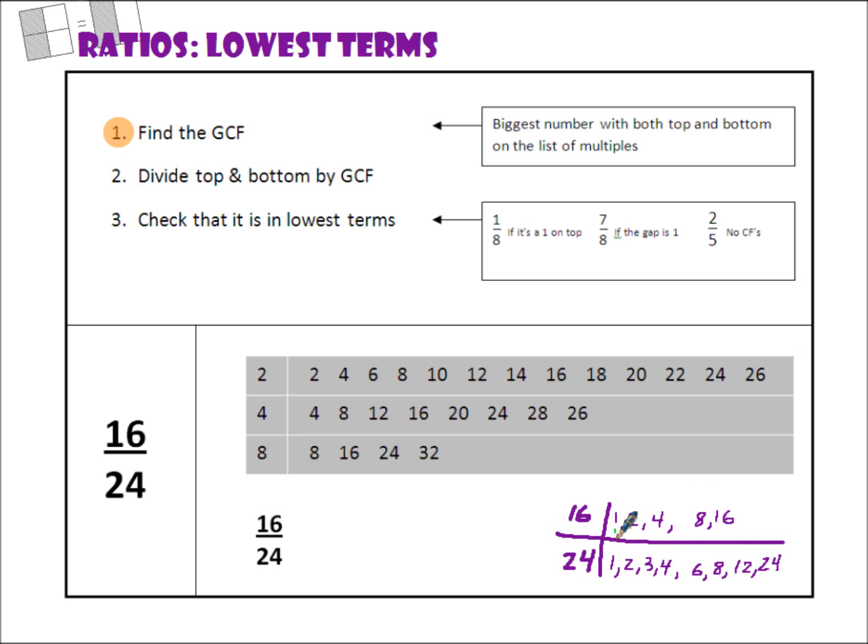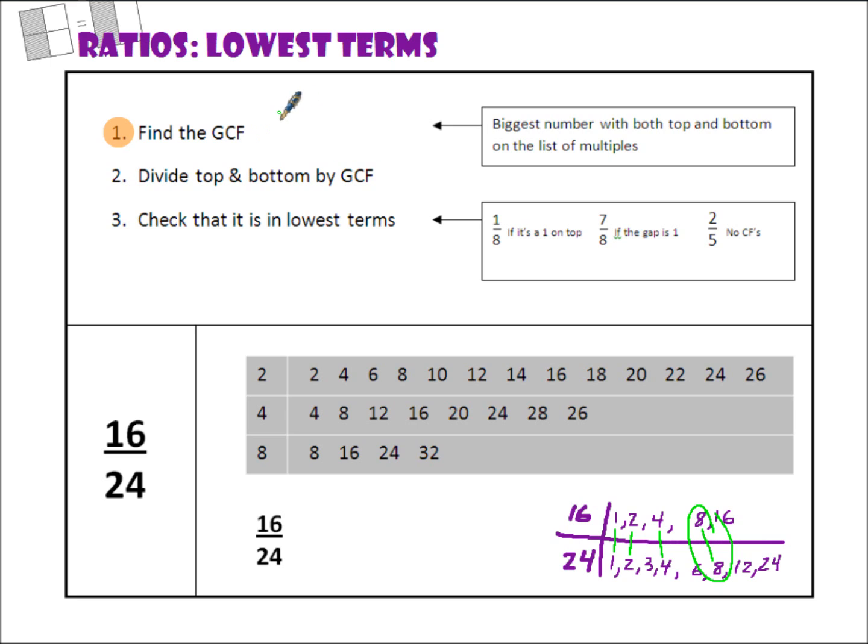We can see that 1 is on both lists, 2 is on both lists, 3 is down here but not up here, 4 appears on both lists, 6 is only on one, but I see 8 on both. 16's up here but not here, 12's not up here, and 24's not up here. So that tells me that 8 is the greatest common factor. So by making factor lists, I can accomplish step 1, which is find the greatest common factor.